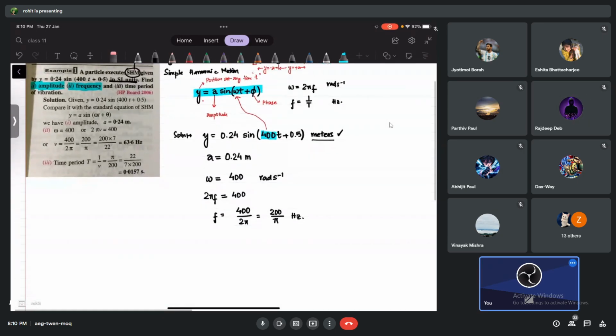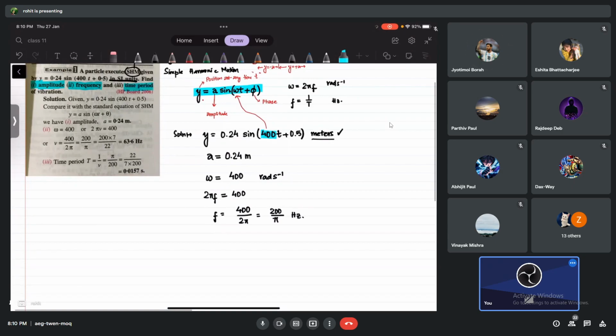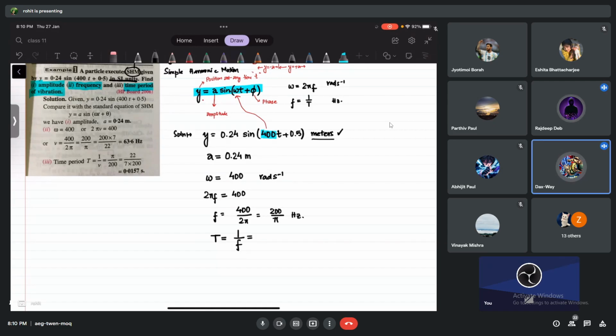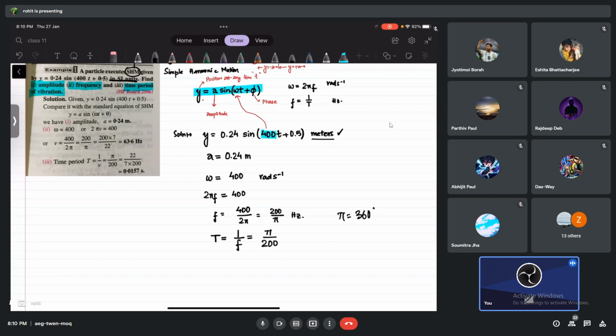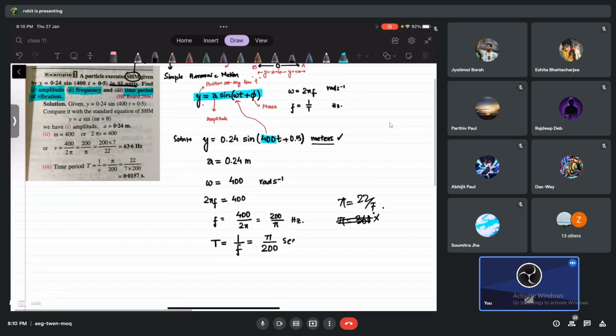The time period is very simple. How do you calculate time period? Inverse of frequency. So inverse of frequency means it's going to be pi by 200. And don't write pi equal to 360 degrees, you are not allowed to do that. Value of pi is what? 22 by 7. That is what you are going to use if you want to simplify further. You have a calculator, you can do it. Of course, this answer is going to come in seconds.